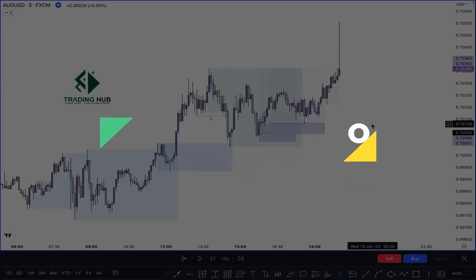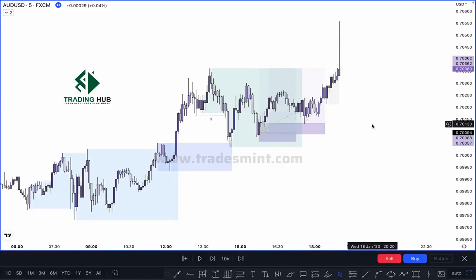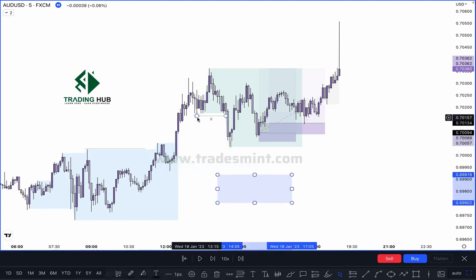As we discussed in a previous chapter how a session actually works, let's continue from there. This becomes our break of structure, because this session high is broken and the market closed above it. Once the market closes above it, we are looking here for a buy after taking out the inducement, which was covered in a previous chapter.